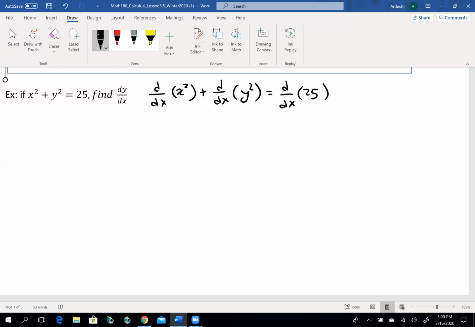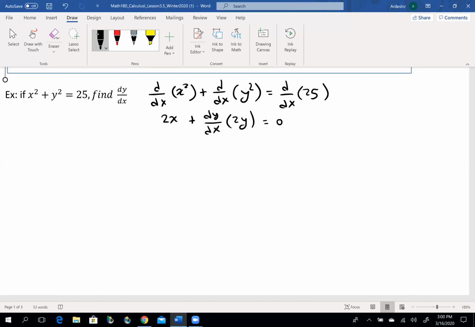Again, guys, I'm going to take the derivative with respect to x of x squared, so that's going to be 2x, plus, and again, I'm going to use the chain rule since this is a y function. So it's going to be the derivative of function y with respect to x, dy/dx, and then I'm going to take the derivative of baby, so it's going to be 2y, equal to the derivative with respect to x of 25. 25 is a constant, so it's going to be 0.